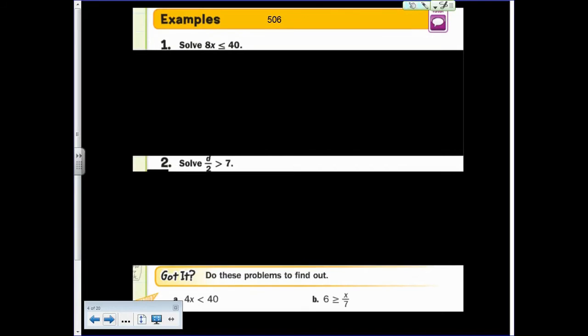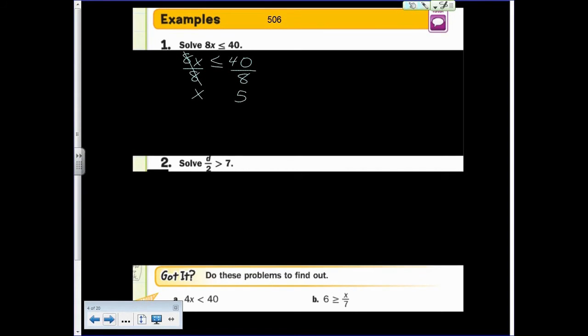Let's take a look at a couple of examples. It says solve 8x is less than or equal to 40. Well, in this problem, you see multiplying by 8. So we're going to do the opposite of that, which is to divide by 8 on both sides of our equation. 8 and 8 cross out because 8 divided by 8 equals 1, and 1x is just x. 40 divided by 8 is 5.